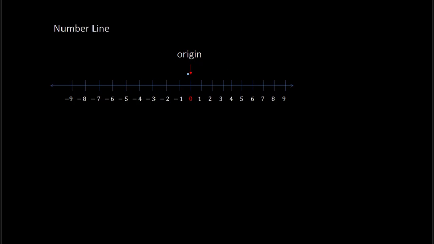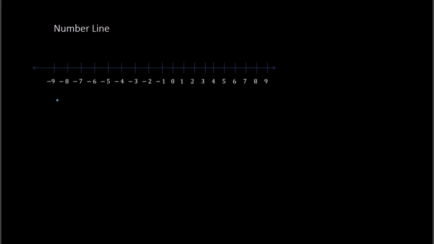So 0 is called the origin. Origin simply means the beginning, and it's called the origin because everything starts there at 0. From here, on the right side, we have positive numbers, and on the left side, we have our negative numbers. And notice that it goes in order, right? The more to the right we go, the bigger the numbers, and the more to the left we go, the smaller the numbers.